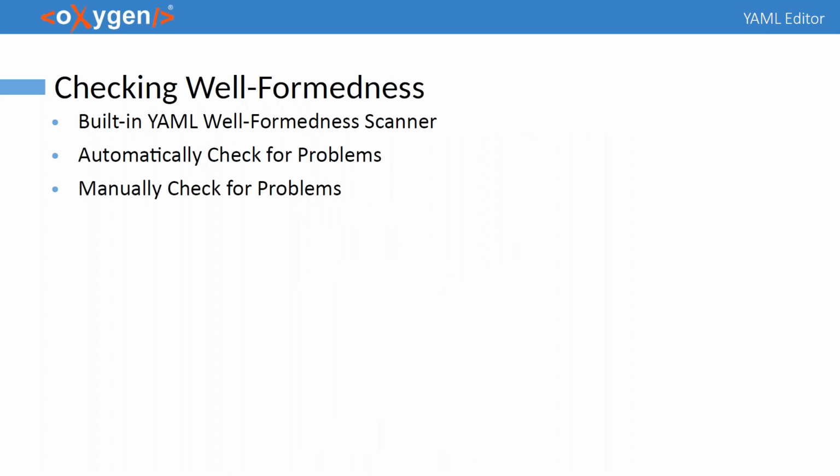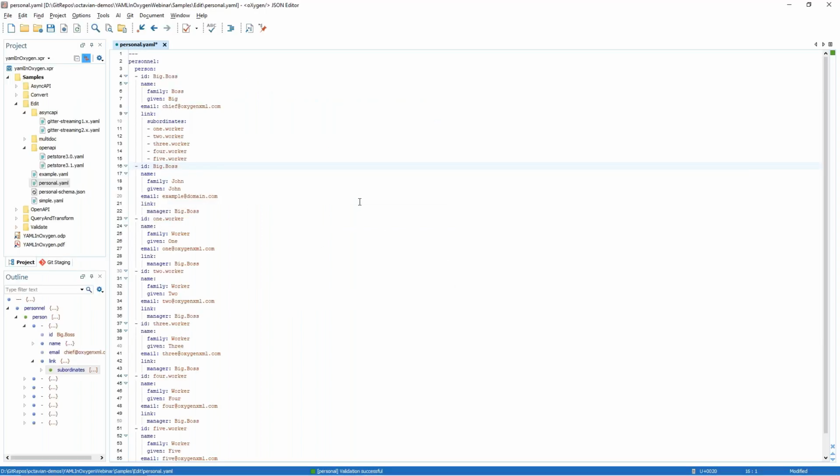So Oxygen comes with a built-in error scanner and automatically presents the problem when you are editing the document, but you can also validate manually and present the errors. I'll show you an example.